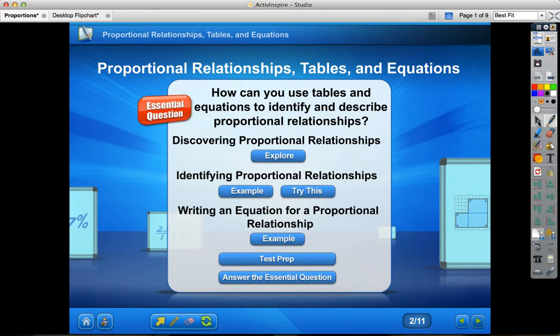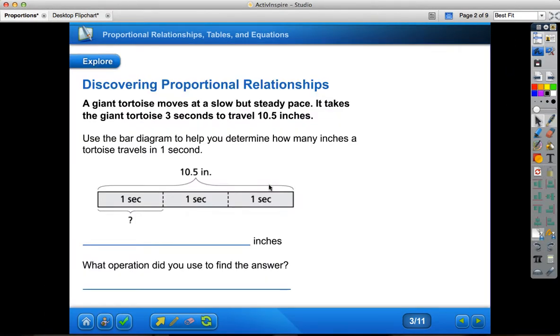All right, so finding proportional relationships. A giant tortoise moves at a slow but steady pace. It takes the giant tortoise 3 seconds to travel 10.5 inches. We're going to use the bar diagram to help determine how many inches a tortoise travels in 1 second. It's important to read carefully here. They want to know how many inches in 1 second.